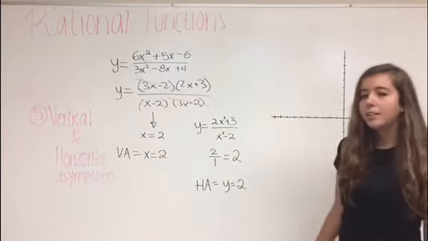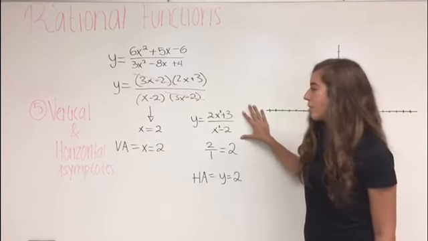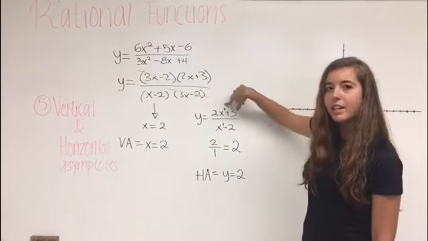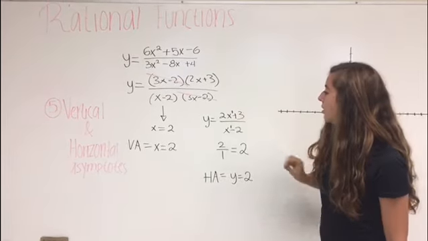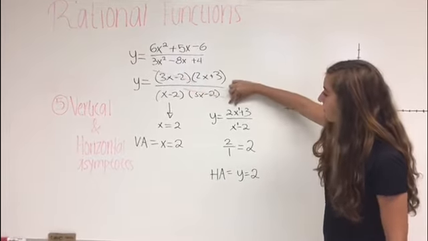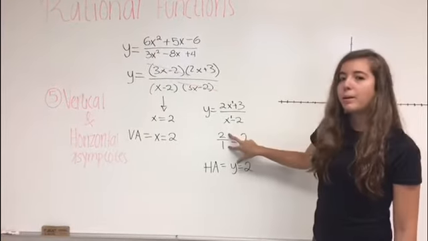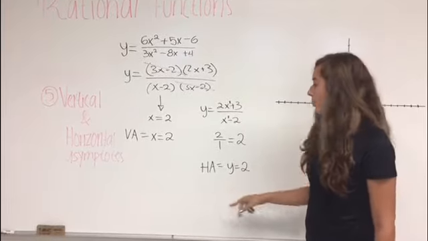And to get the horizontal asymptote, what you have to do is use the simplified function. You have to check if the exponents are the same or not. In this case, they are the same. So you have to divide the coefficients. In this case it is 2 divided by 1 and the answer is going to be 2. So the horizontal asymptote is y equals 2.